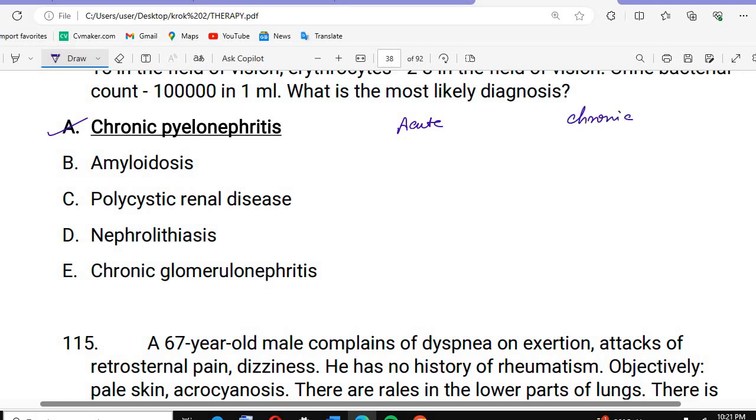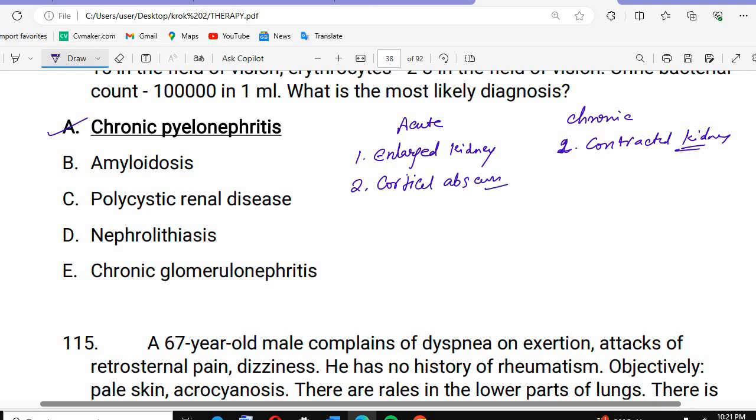So what you will see, the patient will be having an enlarged kidney. In chronic cases, these patients will be having a contracted kidney. Other than that, in acute pyelonephritis patients, we will see small yellowish foci, meaning cortical abscesses will be there.